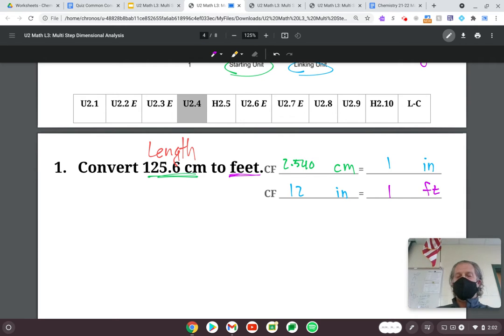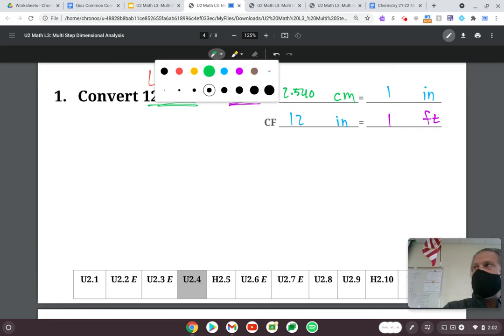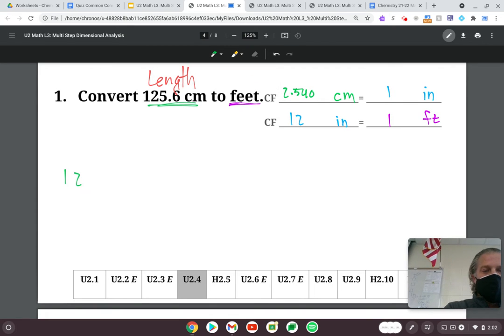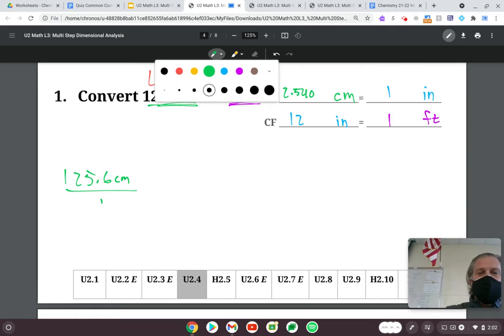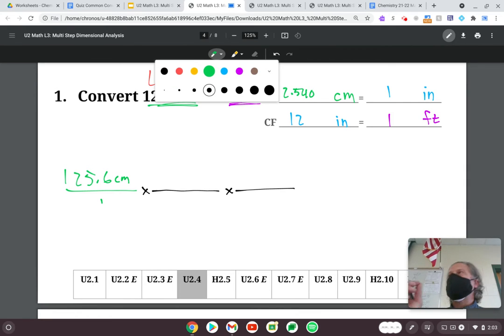Okay. So when I go to set the problem up, everything is still the same. I'm going to take the 125.6 centimeters, put it over 1, okay? And then I'm going to go ahead and set my problem up with 2 steps because I have 2 conversion factors. And then what I'm going to do is I'm going to make sure that my units are set up so that they can cancel out.